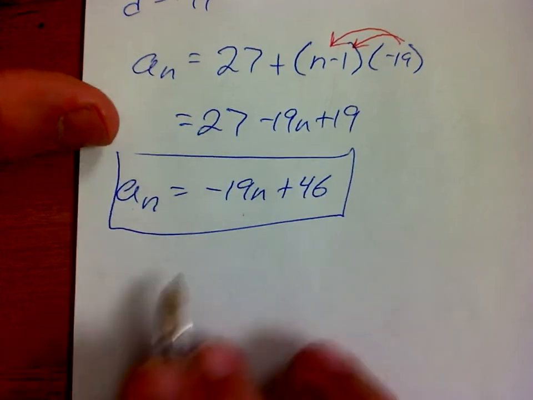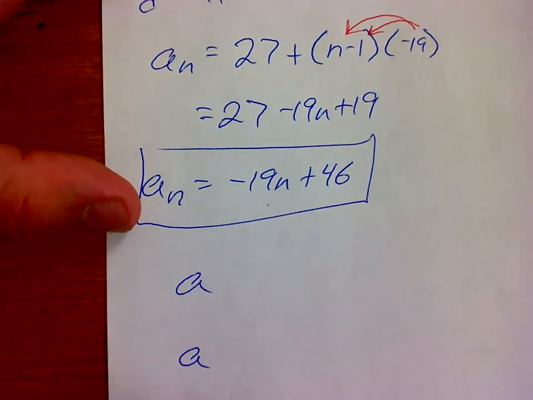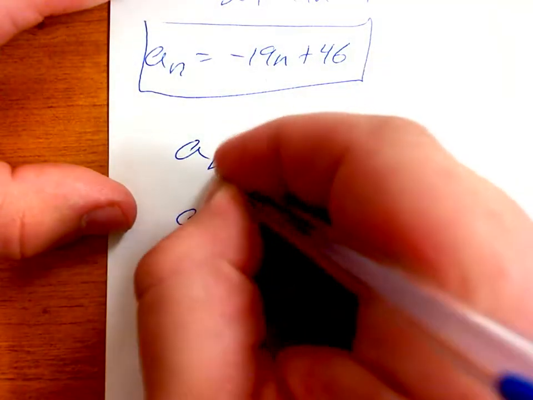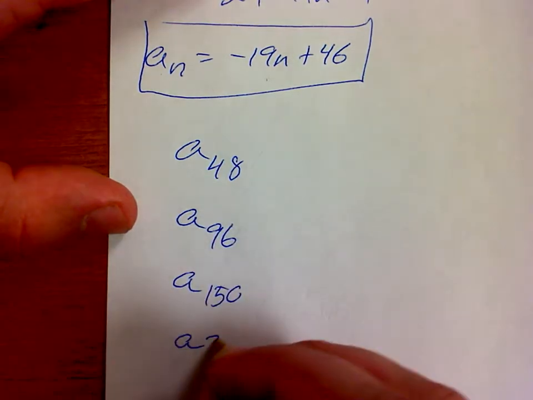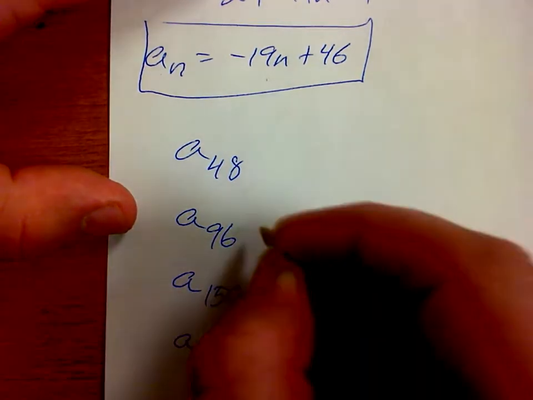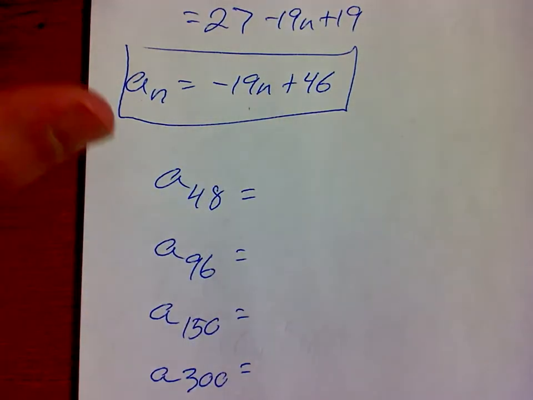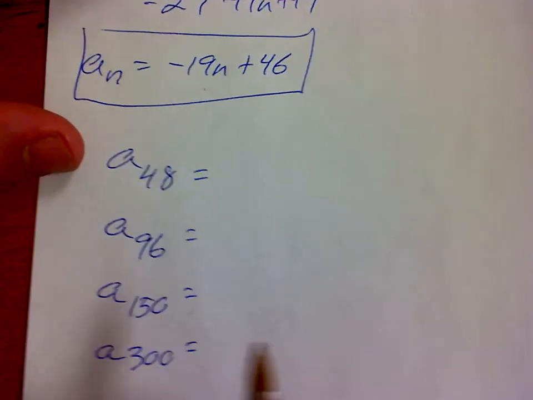All right? Now, if we were asked in this problem to find, let's say, 4 different values for a_n, okay, 4 different terms in this sequence, no matter what they are, like the 48th term, the 96th term, the 150th term, or the 300th term, we could easily just take 48, plug it in for n, and calculate that on our regular calculator. Now, what we also can do is use the Desmos calculator, okay?